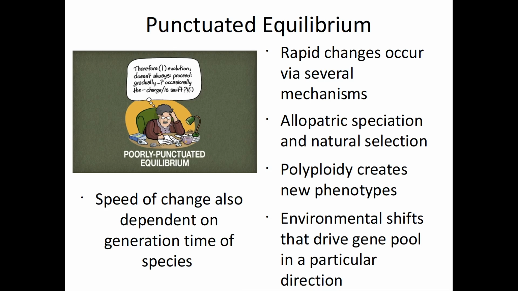So rapid changes occur via several mechanisms: allopatric speciation and natural selection. Polyploidy creates new phenotypes. We can see where polyploidy in plants can produce a new species almost in one generation. Environmental shifts that drive the gene pool in a particular direction. All right, so we might see a cataclysmic event that shifts the population in one direction.